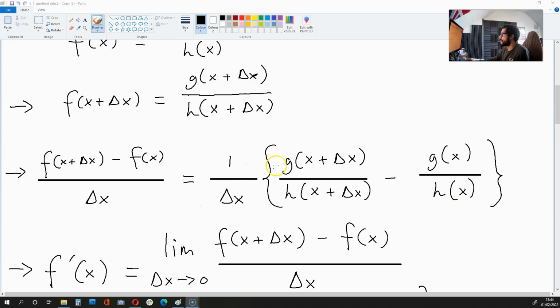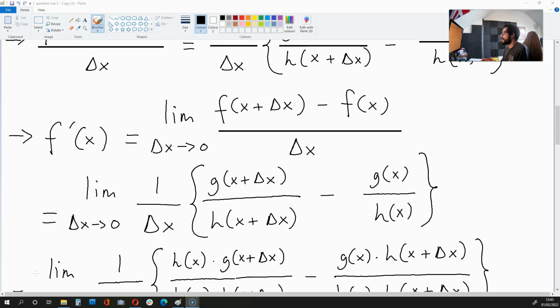And for this fraction over here, what you see in brackets is the numerator. This goes on top of change in x. So like previously, when we were deriving the product rule, the derivative of the function of x is going to be the limit as change in x approaches 0 of the function of x plus change in x minus the function of x, over change in x.